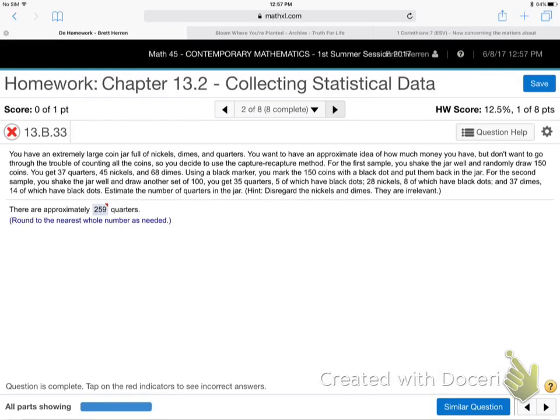Okay. You have an extremely large coin jar full of nickels, dimes, and quarters. You want to have an approximate idea, but you don't want to go through the trouble of counting all the coins. So you decide to use the capture recapture method. I call it catch, tag, and release. It's actually called capture recapture. For the first sample, you shake the jar well and randomly draw 150 coins.